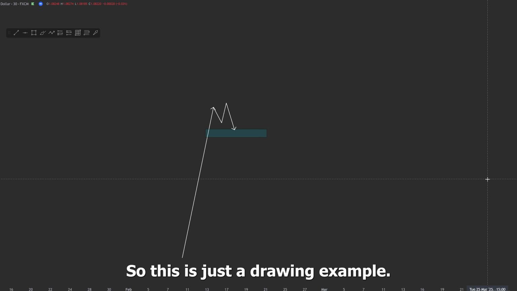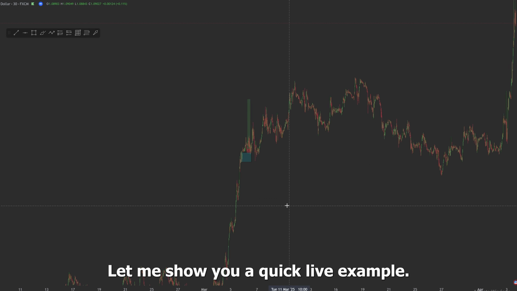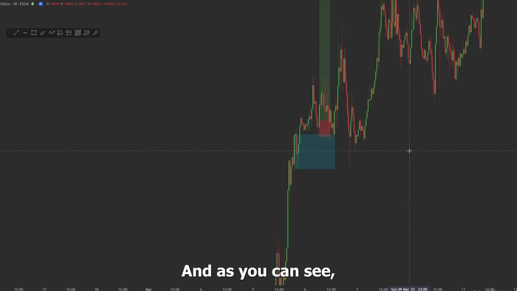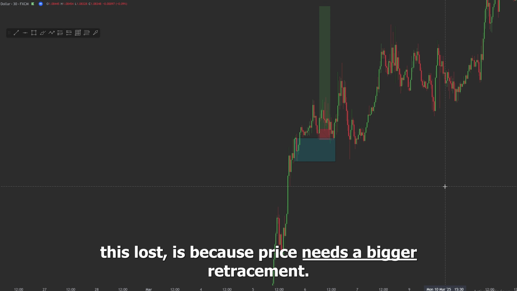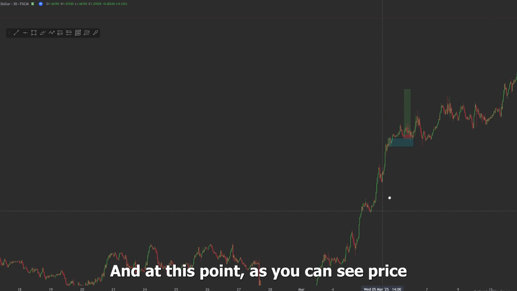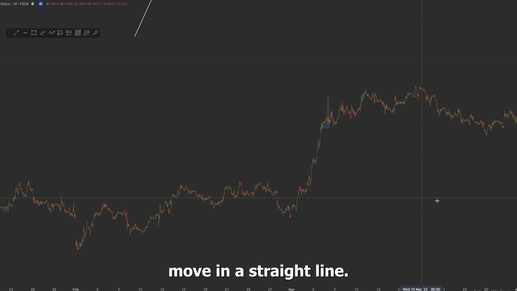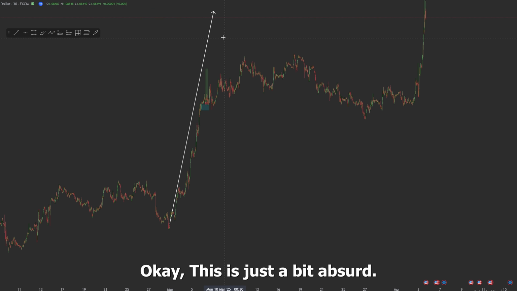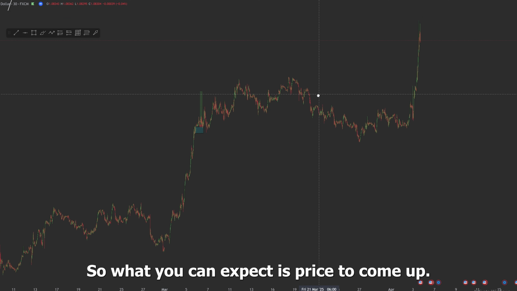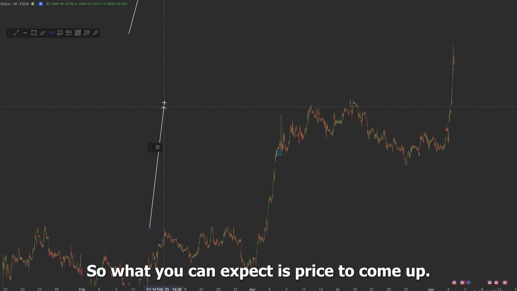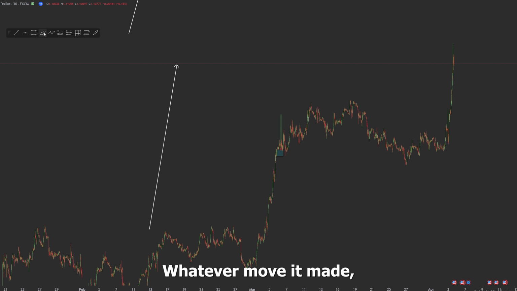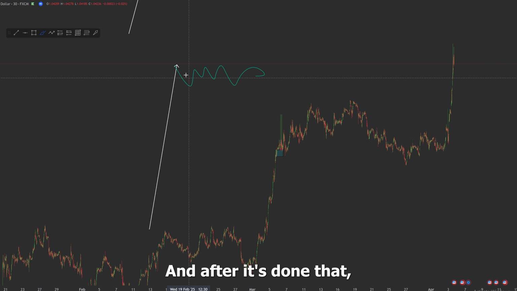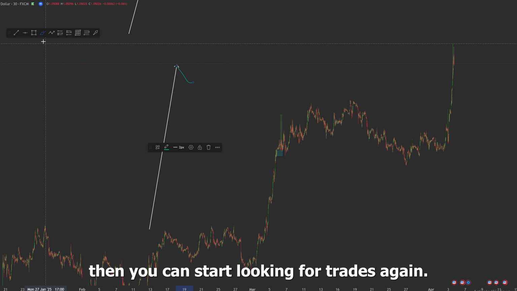So this is just a drawing example, but let me show you a quick live example. As you can see right here, I had a setup right here. And the reason this lost is because price needs a bigger retracement. Price doesn't move in a straight line. You can't expect moves like this, okay? This is just a bit absurd. So what you can expect is price to come up, make this kind of movement, or have a bigger retracement down below. And after it's done that, then you can start looking for trades again.